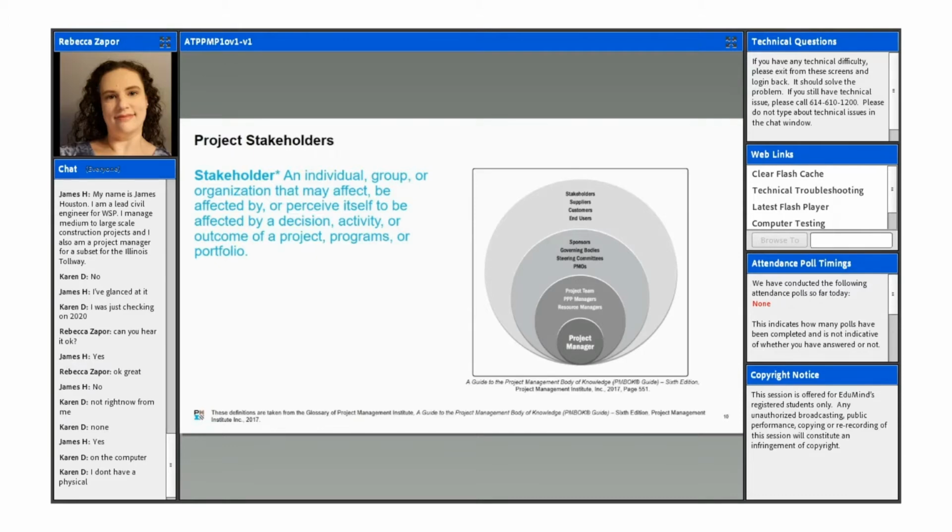We're going to get into a little bit of a discussion about stakeholders. So again, we have another definition here. A stakeholder is an individual, a group, or an organization that may affect or be affected by, or perceive themselves to be affected by, a decision, activity, or outcome of your project or program or portfolio.